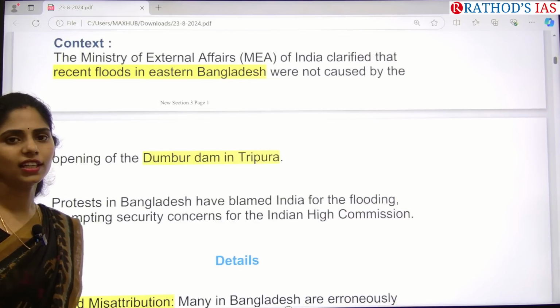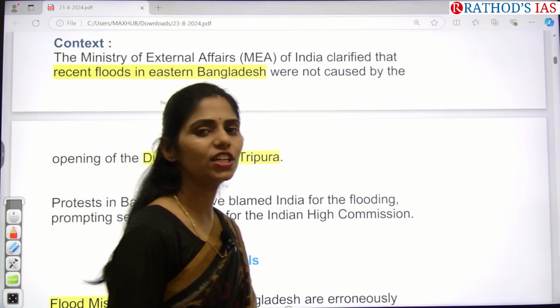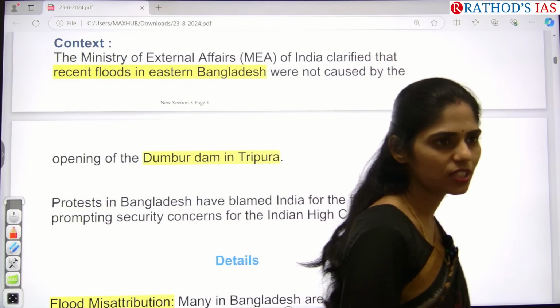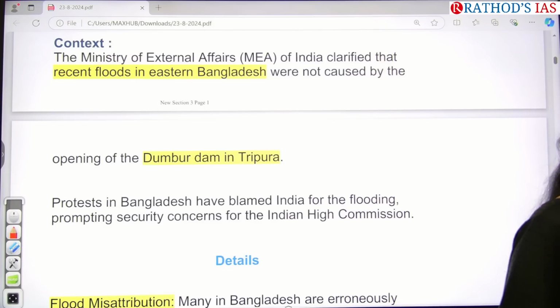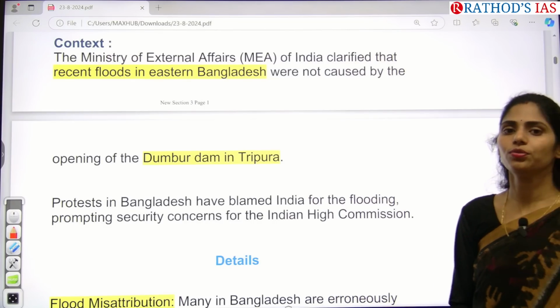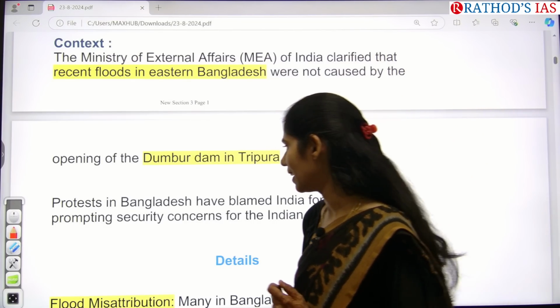Okay, so this Dumbur Dam is located in Tripura, on the river Gumti. Actually, you know that India shares the largest boundary with Bangladesh, and we even share more than 54 rivers between India and Bangladesh.